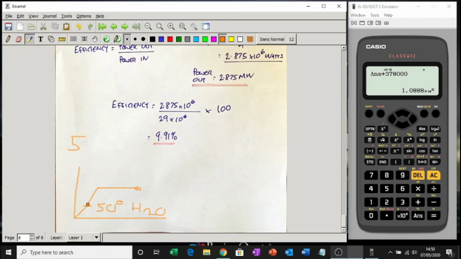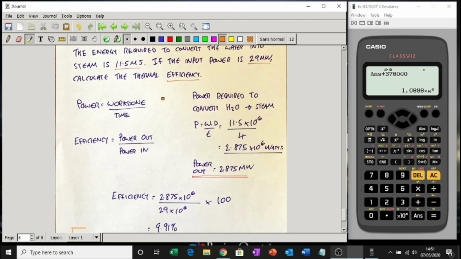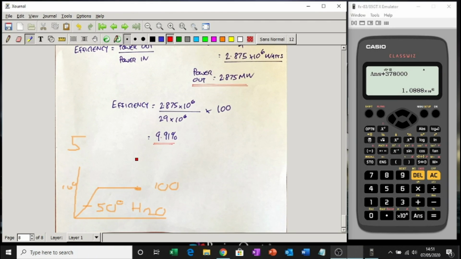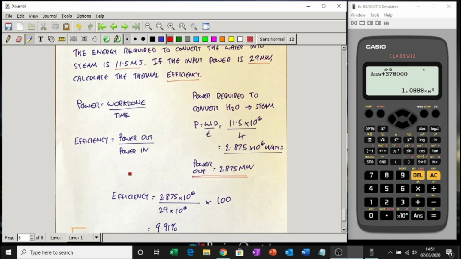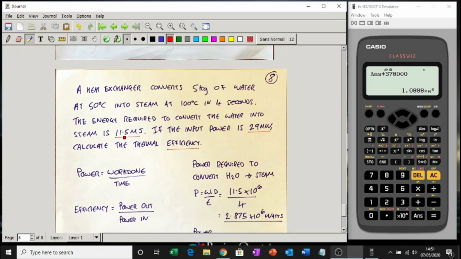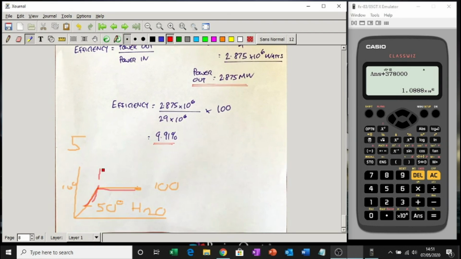So here's the water. It's going to go up and start to evaporate. So the steam, that's going to be 100 there, isn't it? Because it's going to start to boil. Completely into steam is there. 100 here. So that's steam. So it's telling us that the energy needed to go from there all the way to there is 11.5 mega. So we haven't got to work that out. I mean, you could have.